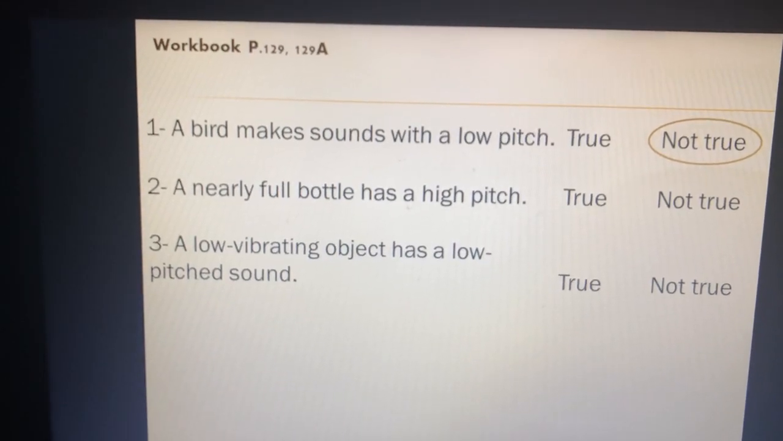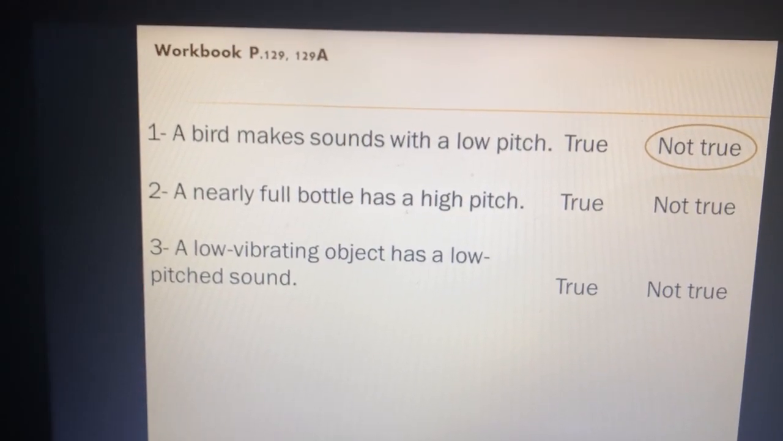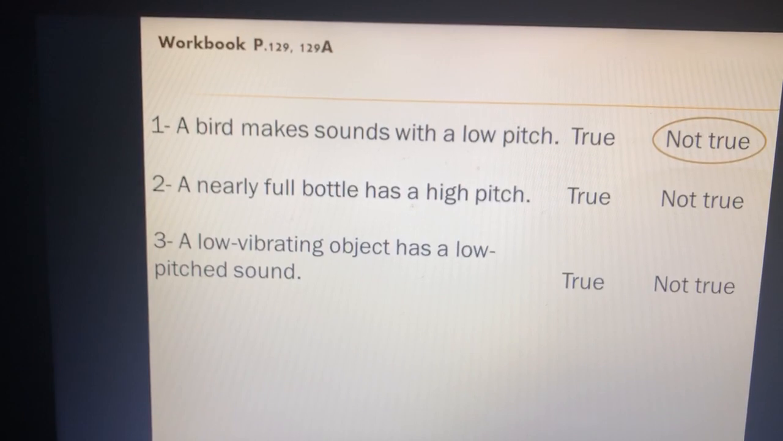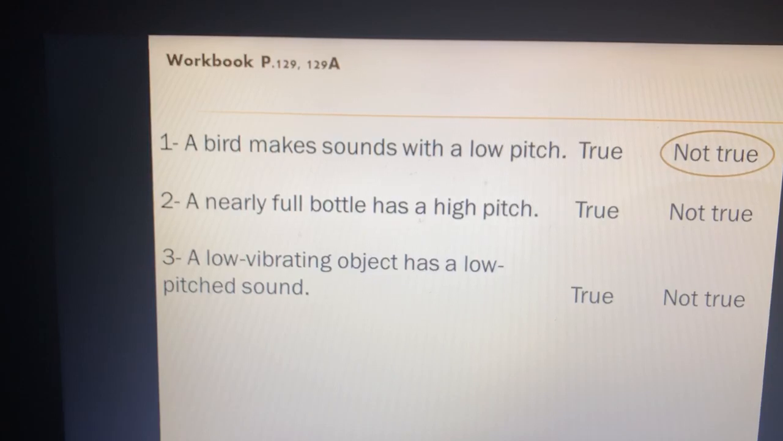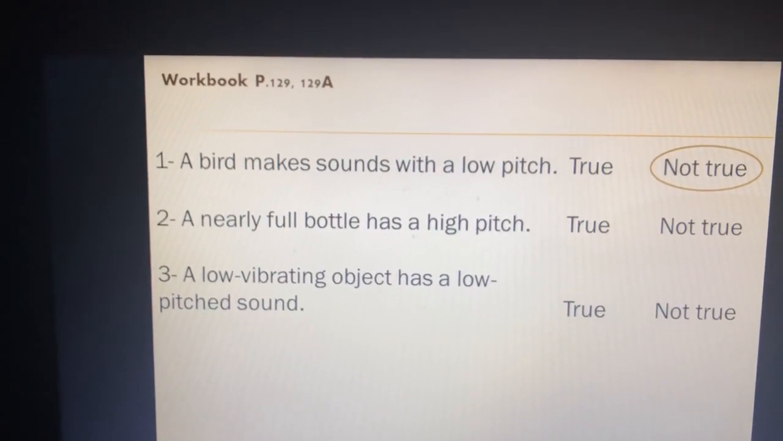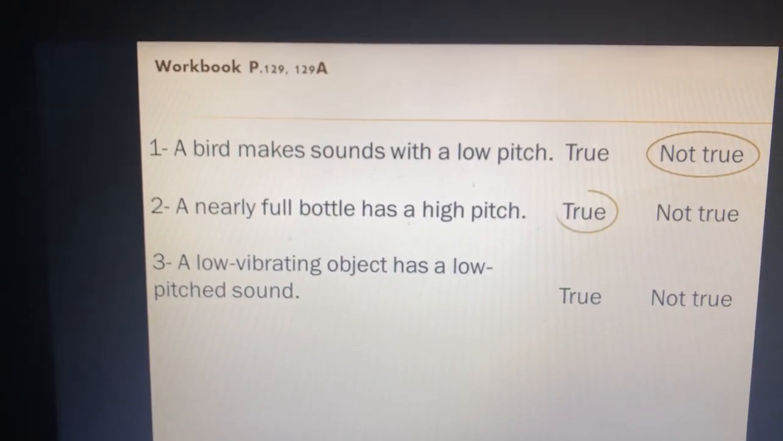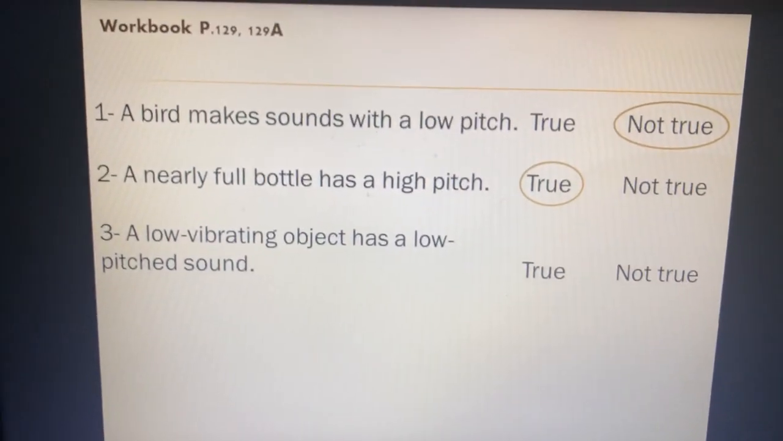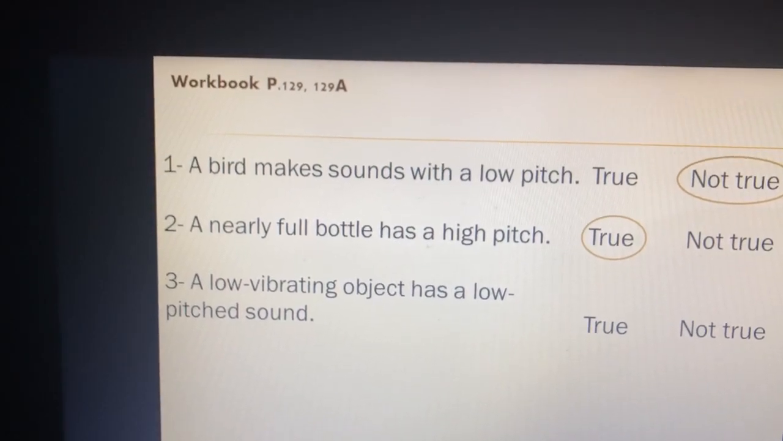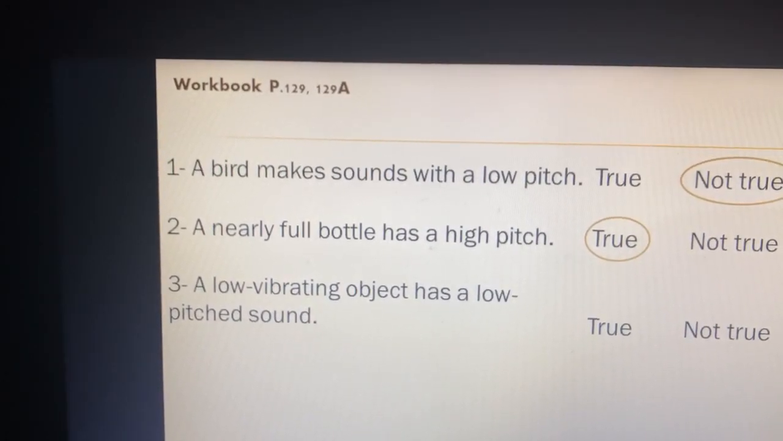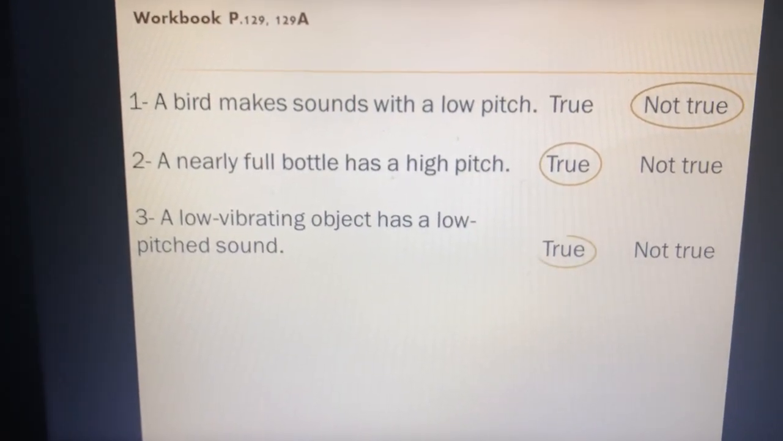Number 2, a nearly full bottle has a high pitch. What do you think? Nearly full means almost full, so it's true. Number 3, a low vibrating object has a low pitched sound. Of course, it's true.